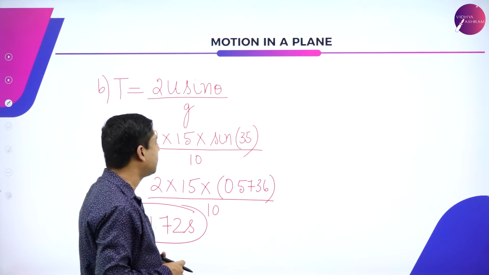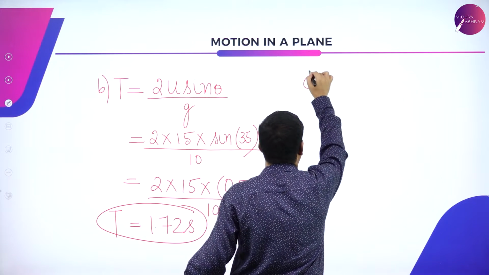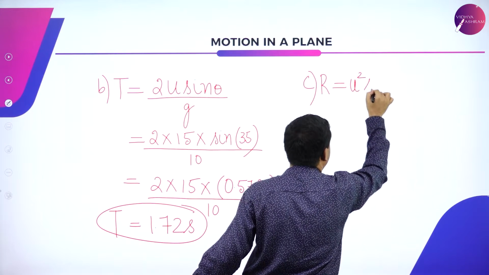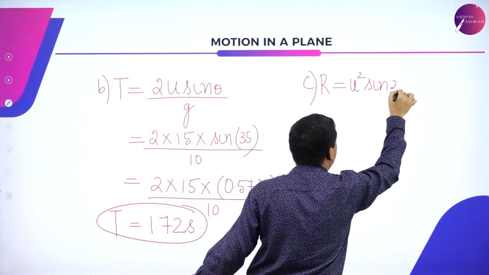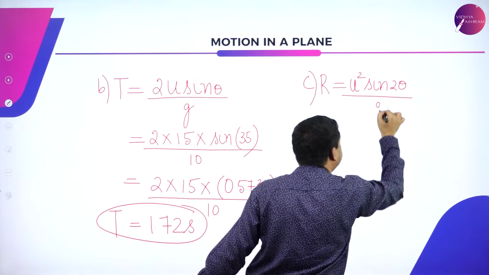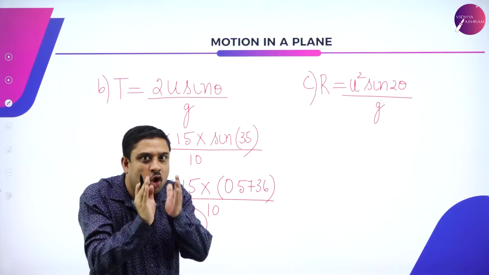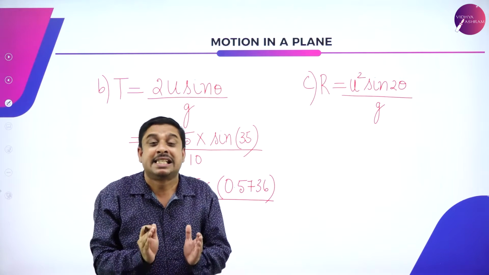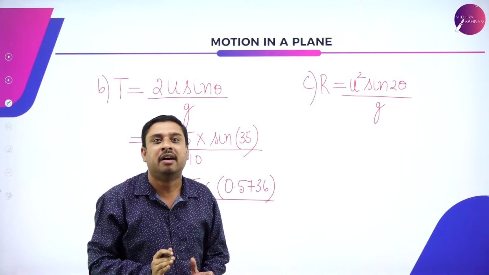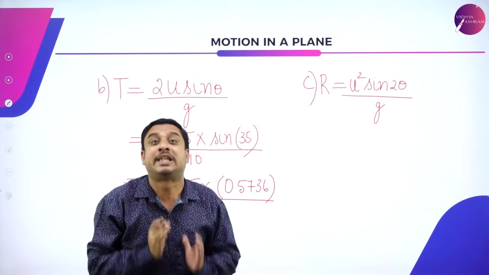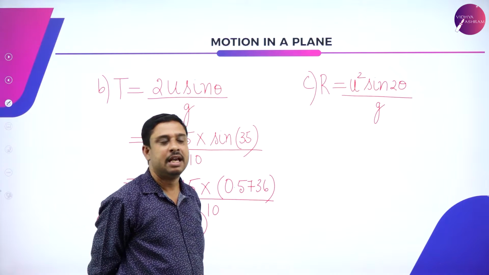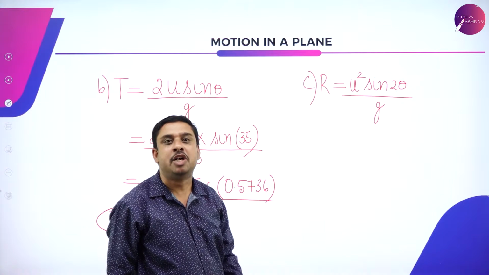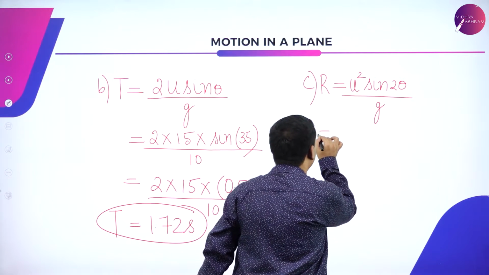So time of flight is 1.72 seconds. And finally, I have to calculate range, which is u square sine 2 theta by g. Now follow, understand, range is not sine square theta. It is sine 2 times theta. There is a difference between sine square theta and sine 2 times theta.